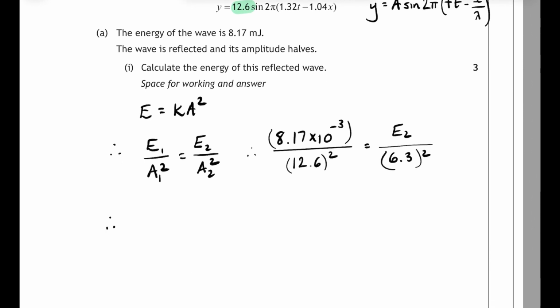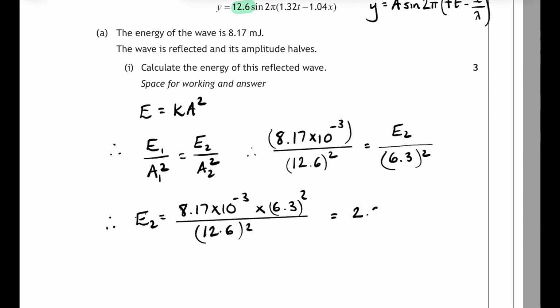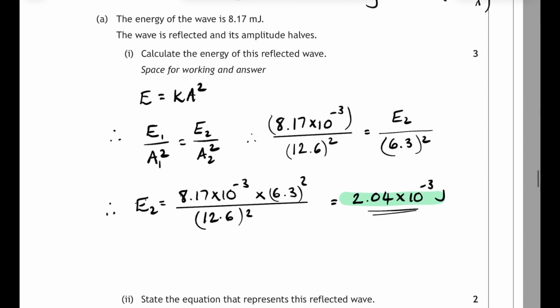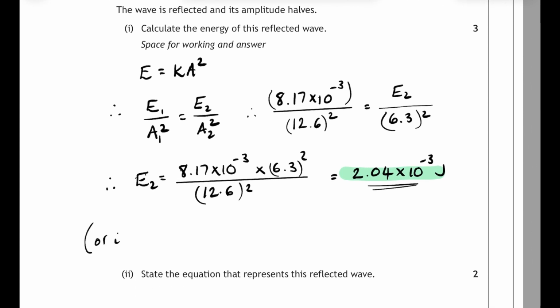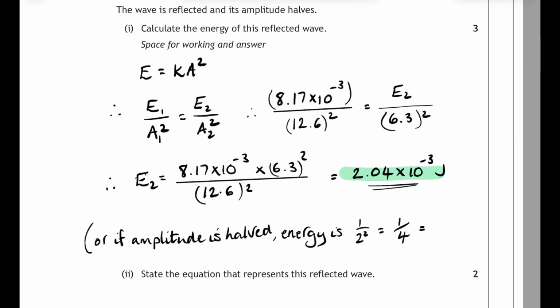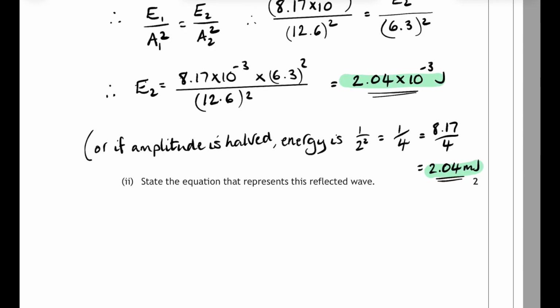Then if we rearrange that and find E2, it will be 8.17 times 10 to the minus 3 times 6.3 squared divided by 12.6 squared. If you do that in your calculator, you'll get an answer of 2.04 times 10 to the minus 3 joules. Now a quicker way of doing that, and you would still get the marks, is by saying that if the amplitude is halved, then the energy will be 1 over 2 squared times smaller, so that's a quarter of its original value. Gives you the same answer, 2.04 millijoules.